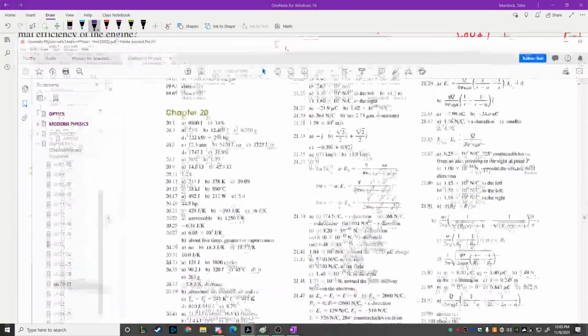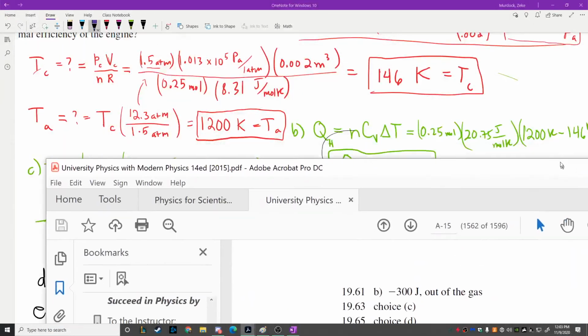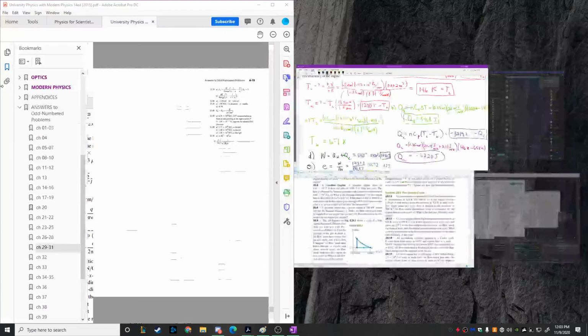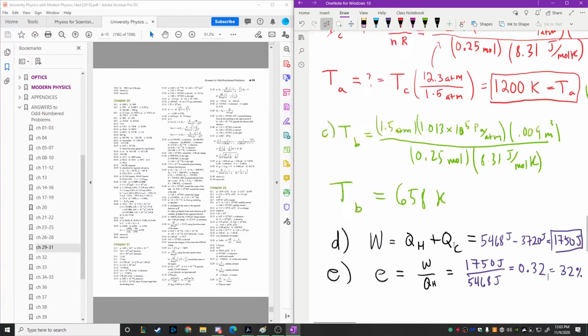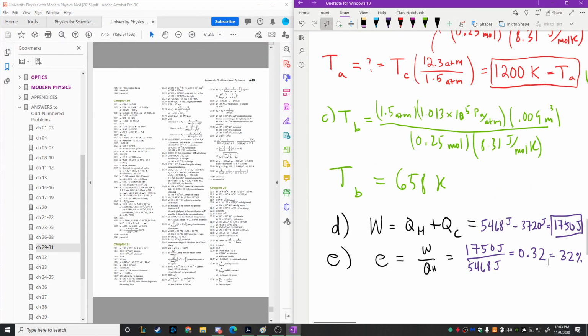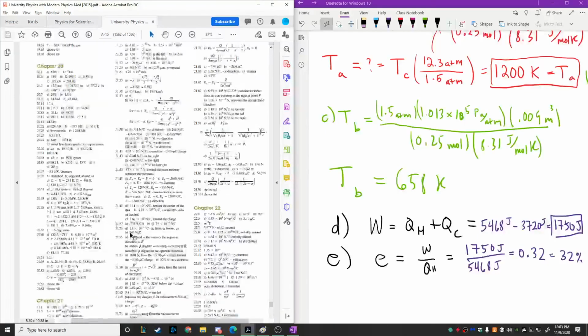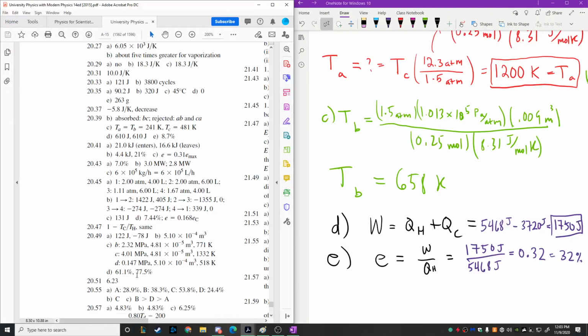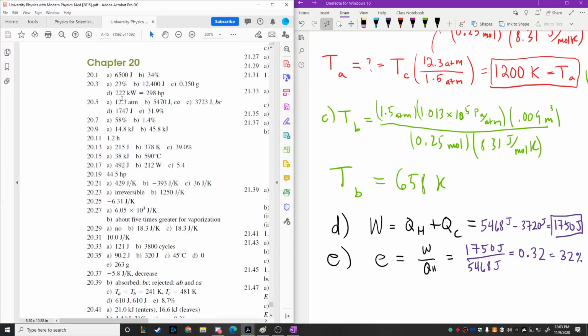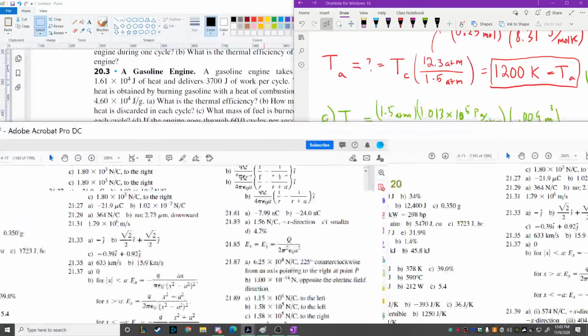They look pretty close. Let's see. Let's do this side by side and see what happens. I've got to zoom in. So it was 20.5. Okay, 12.3 atmospheres. We got that right. 5470 joules. I think that was correct, right? 3723. Yeah, pretty close. 5470 and 3720 is really close to what they got. And then 1750 joules and 31%, 32%. Okay. Looks like we got the right answers.